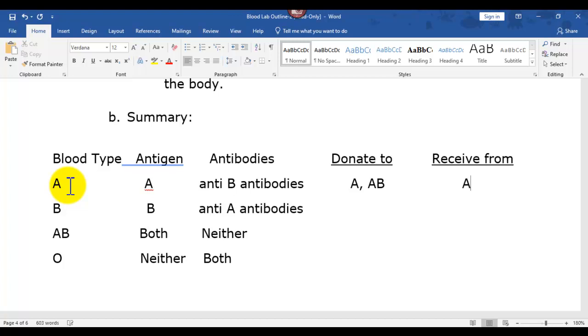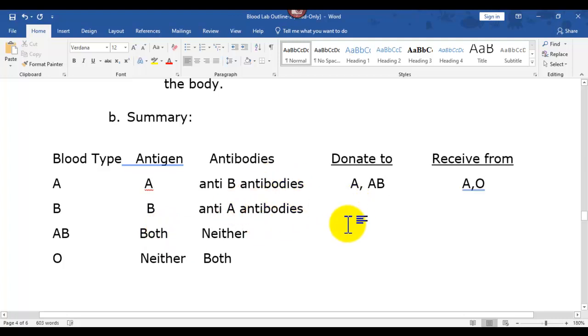If you're type A, who can you receive from? Well, you can receive from your own blood type, of course. Who else can you receive from? Type O. O, they're actually called the universal donors because O, they do not have antigens. So theoretically, you can put their blood in anybody's system. It's not going to cause trouble because there's no antigens to mix with the antibodies. The reason AB is called a universal recipient is because they don't have any antibodies. So same thing, if you put blood into their system, they have both antigens, but there's no antibodies to cause trouble. I hope that makes sense.